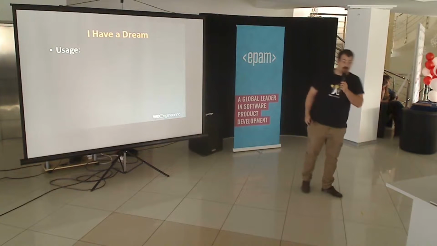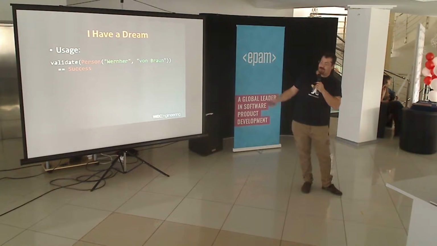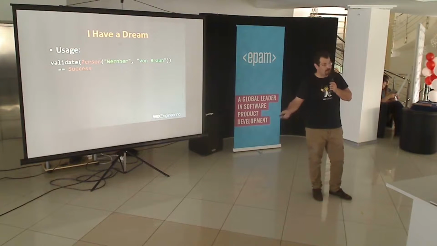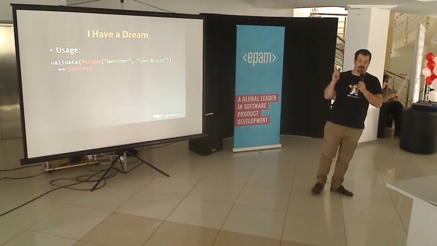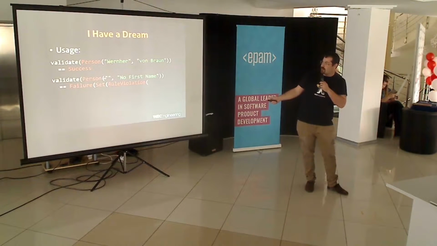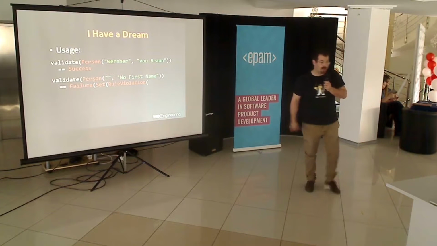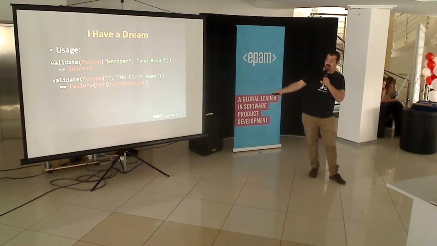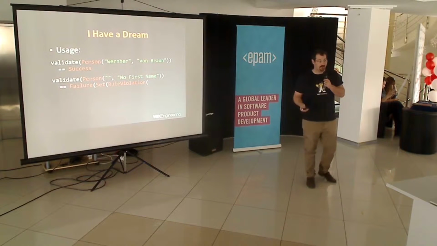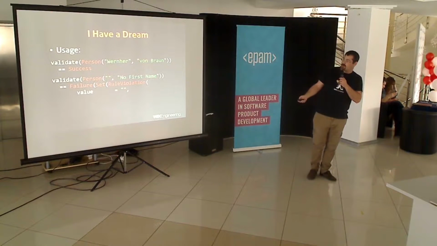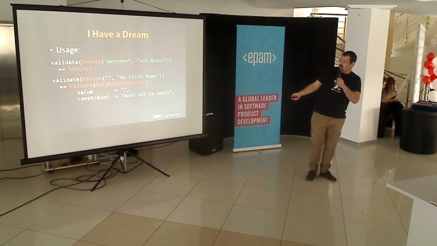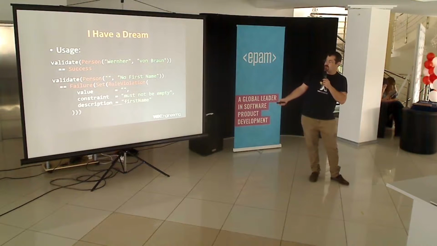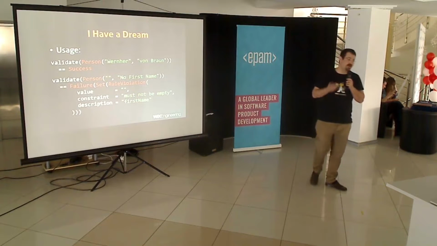So how is it used? Well, basically, I have this validate function that is static. I give it a person, and if it validates, I get back a success object. Trivial. More importantly, what happens when validation fails? I validate a person who has no first name, but does have a last name. What I expect to get back is some sort of failure model. So I get back a failure with a set of violations, things that have violated the rules that were predefined. In this case, the value empty string violated the constraint must not be empty, and most importantly, it has a description. The description is the name of the property that failed validation, which is firstName.